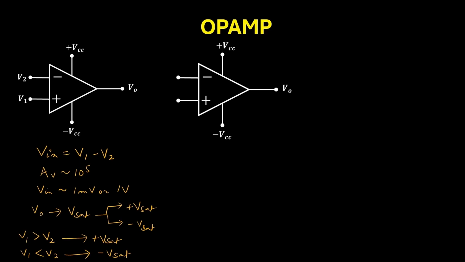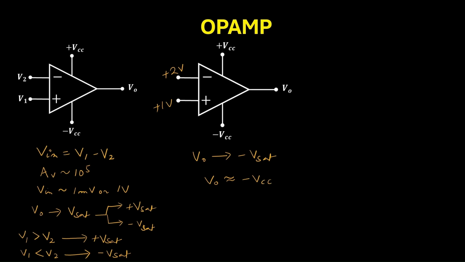Now, let us take one example. Let's say here the input is plus 2 volt and here it is plus 1 volt. So in this case, the input at the inverting terminal is greater compared to the input at the non-inverting terminal. So the output will be driven to minus saturation. Now suppose in the question, the saturation voltage is not given, then you can approximate V naught, that is output, equal to minus VCC.